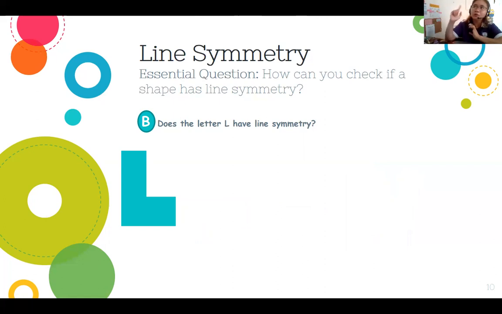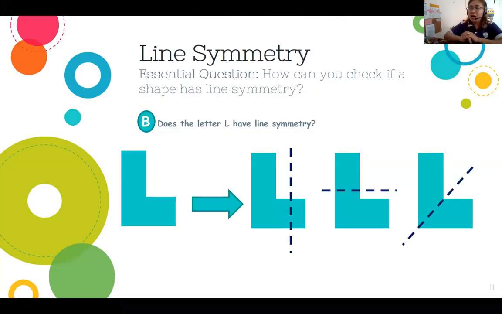Think of how you will draw those vertical, horizontal, or diagonal lines to check if there would be a line symmetry for this. Now to show, this is how it will look like. If you will try to have a vertical line, obviously, it will not create an identical portion or parts that match exactly the same way, similar to our horizontal line.